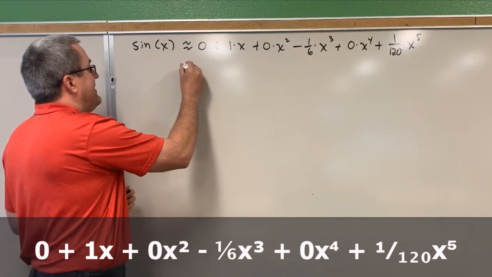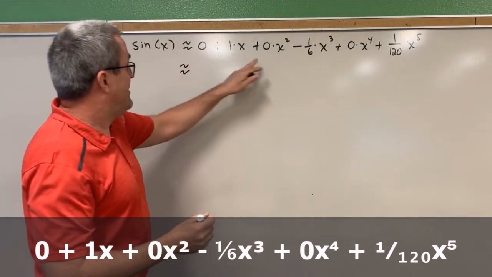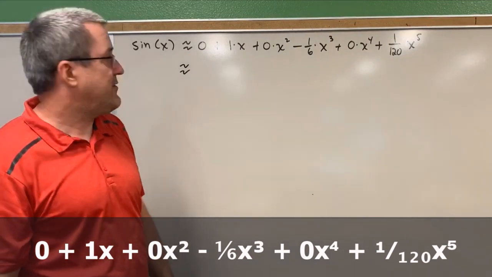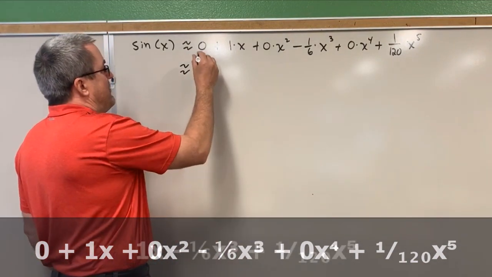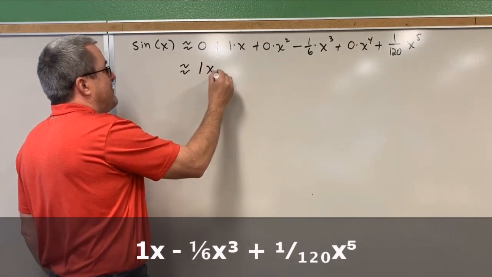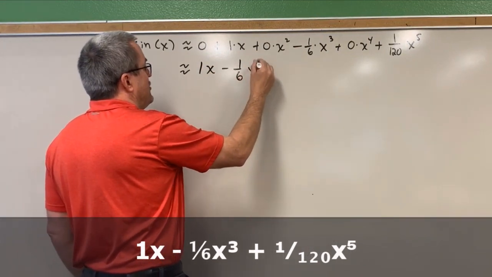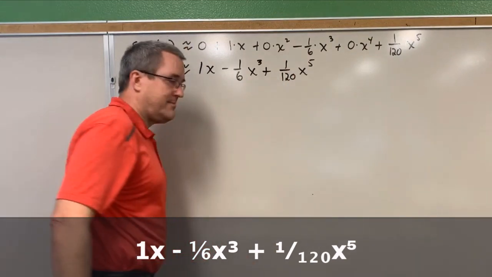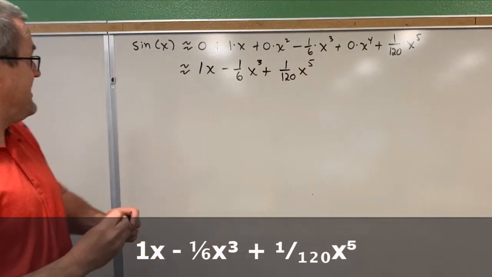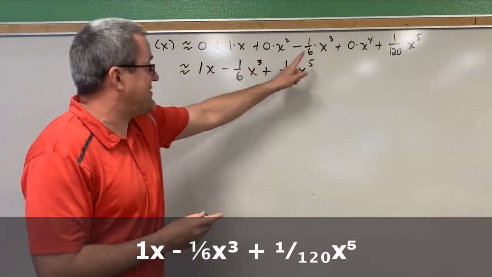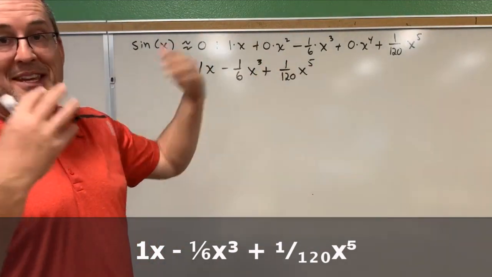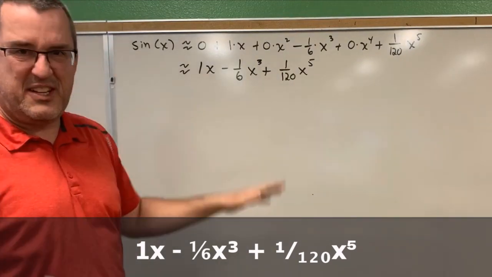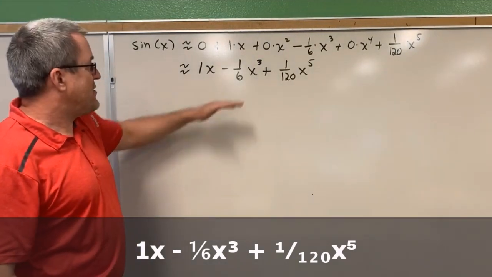Here's the first pattern. We don't need the 0 terms. They don't add to our polynomial function at all. So let's eliminate them. What we really have now is a 1x, a 1/6 x cubed, and a 1/120th x to the 5th. So what we notice as a pattern is only the odd powers of x survive, because the even powers have derivatives involving sine. Sine of 0 is 0. Those things go away. So let's just focus on the odd powers.